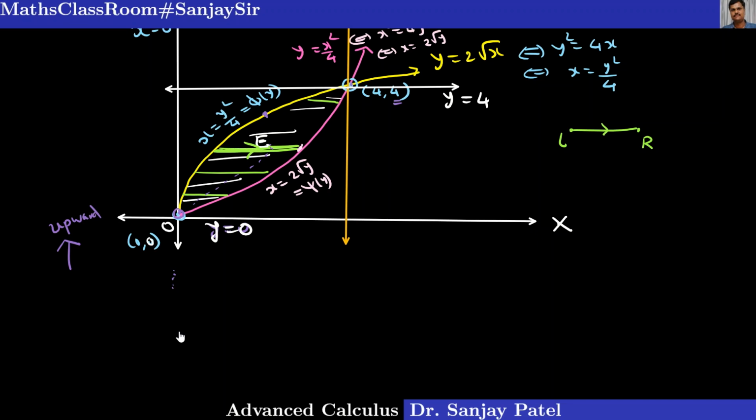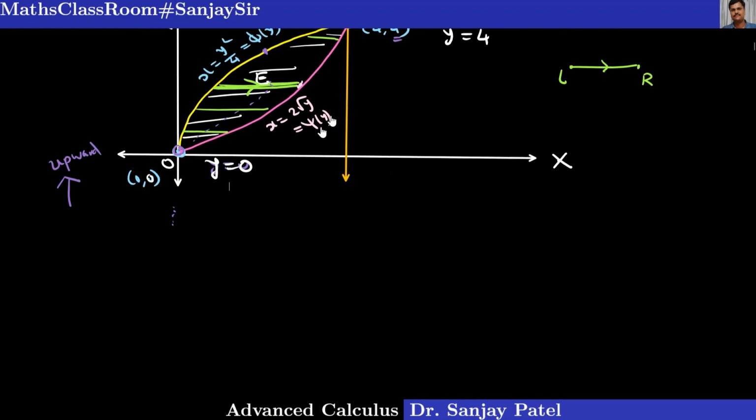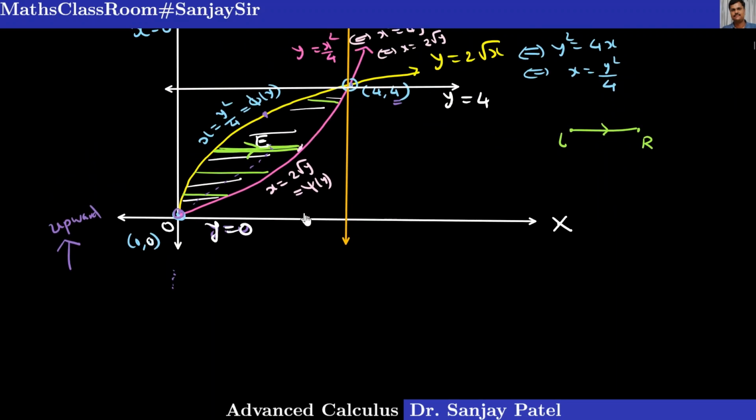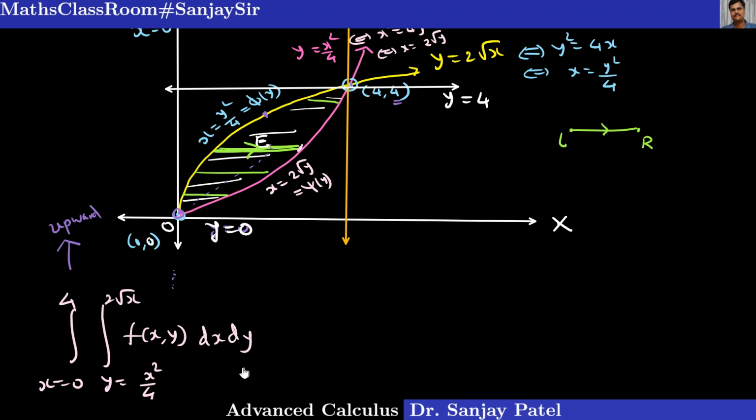So the required integral means we have already obtained everything, we just have to write the final answer now. The original integral I am writing first, and then we will explain how to change the order. So the original integral was this: x is equal to 0 to 4, and y is equal to x square by 4 to 2 times root x, f of x comma y, dx dy. So here it was first with respect to x and then with respect to y.